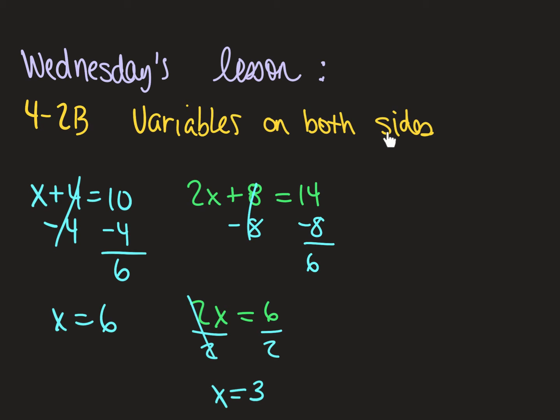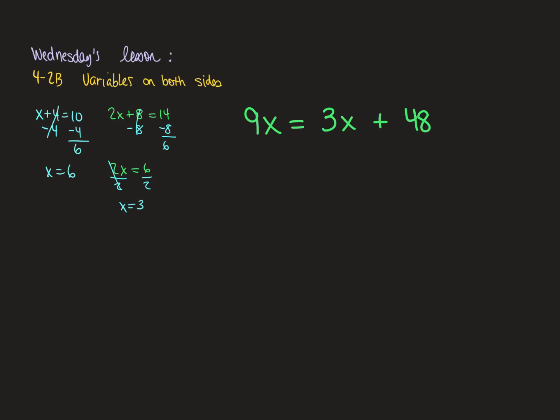But this lesson is going to have variables on both sides of the equal sign. So here's what that might look like. I have variables on the left side and variables on the right side. What am I calling left and right? If I break it apart, this is my left side, this is my right side. The equal sign separates the two sides.